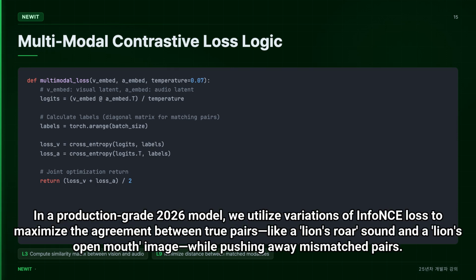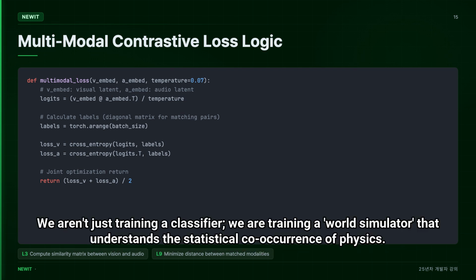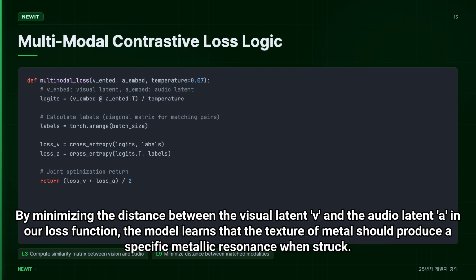In a production-grade 2026 model, we utilize variations of inference loss to maximize the agreement between true pairs, like a lion's roar sound and a lion's open mouth image, while pushing away mismatched pairs. Look at this pseudocode logic. We aren't just training a classifier, we are training a world simulator that understands the statistical co-occurrence of physics.